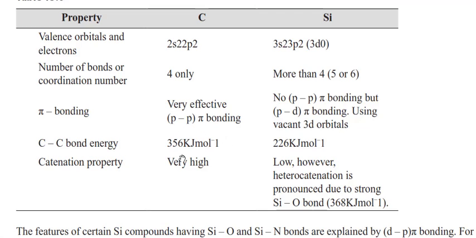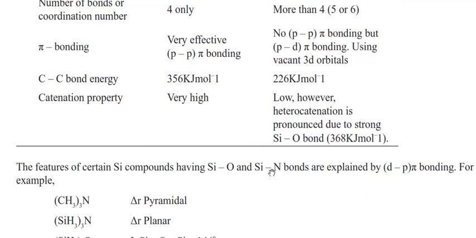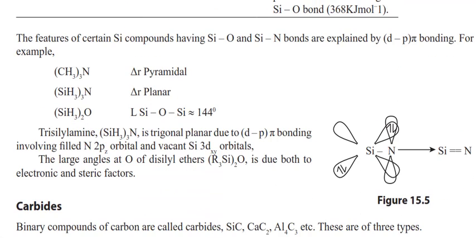The C-C bond energy is high, so catenation property is very high. Here the bond energy is a little bit low compared to carbon, so catenation property decreases. The features of certain silicon compounds having Si-O and Si-N bonds are explained by d pi-p pi bonding rather than p pi-p pi bonding.